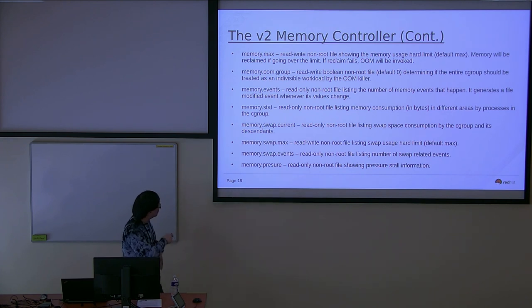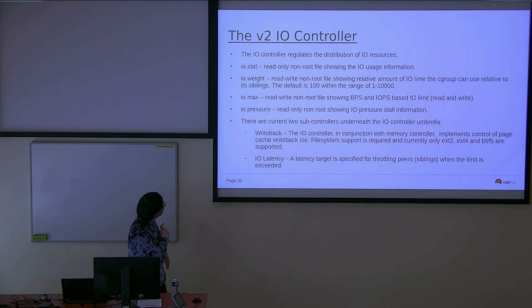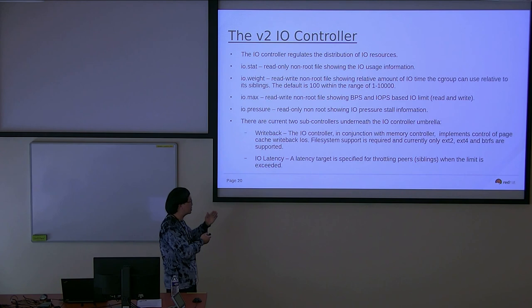And I won't go into the rest, I'm running out of time. And then there's the I/O controller. Again, you can see that the naming conventions are very consistent. You have the weight, which is used to control one cgroup versus the other cgroup, how much share you get relative to each other. And then there is a max that controls the maximum bytes per second and I/O operations per second that you can have for processes within the cgroup.